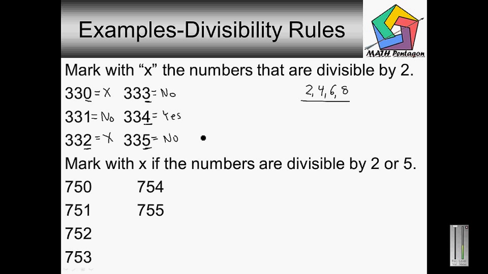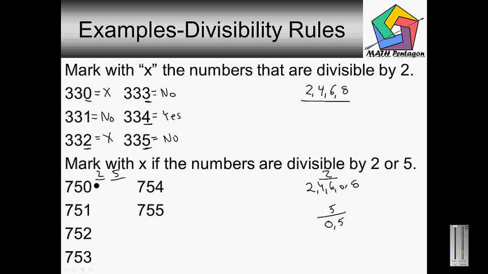Now mark with X if the numbers are divisible by 2 or 5. So the divisibility rule for 2 is it has to end with 2, 4, 6, or 8. That's the divisibility rule for 2. Now for 5, it must end with 0 or 5 to be divisible by 5. So I'm going to make a little chart.